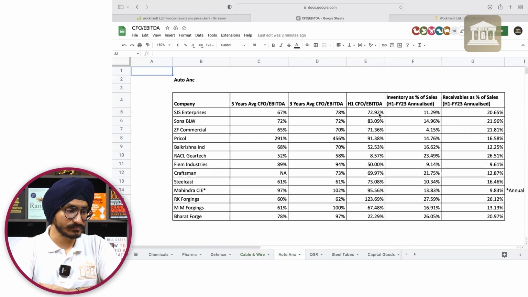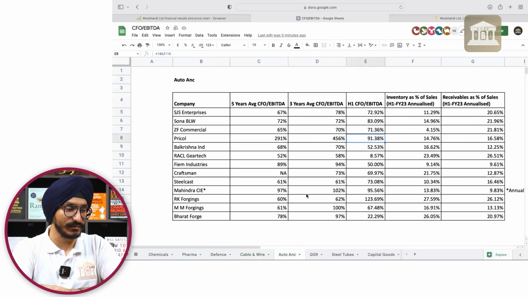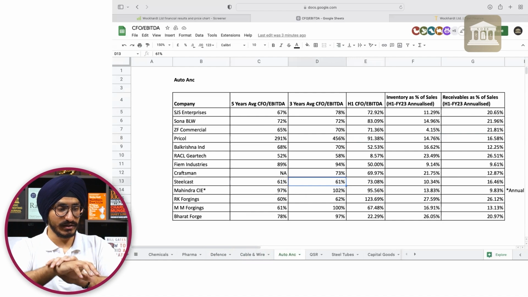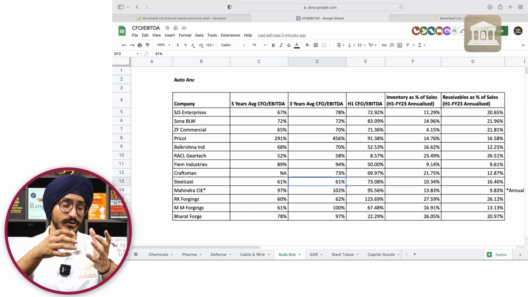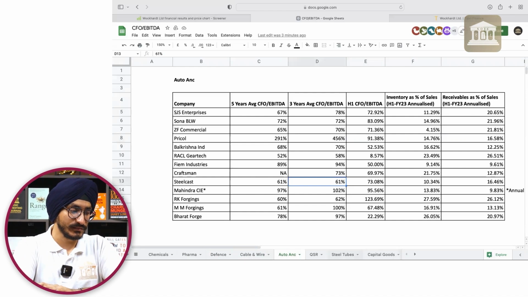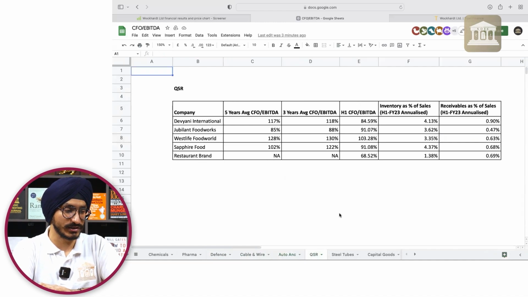Auto ancillaries, again, if you look at SGS, 72%, 78%. Precall is on the higher end of things, with the first half of the financial year close to 91%. Then some of the not so good ones are RK Forgings at 62% and Steel Cast at 60 to 61%. But still, this is a sector where your CFO to EBITDA is much higher on average as compared to pharmaceuticals and the defense sector, and it is equivalent to your cable sector when it comes to CFO to EBITDA conversion.